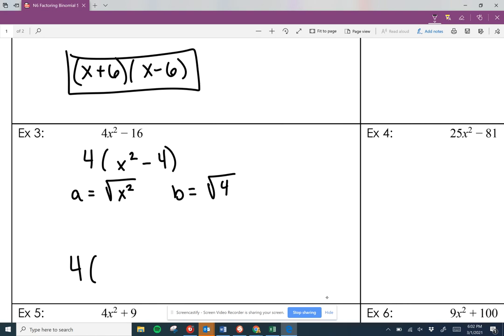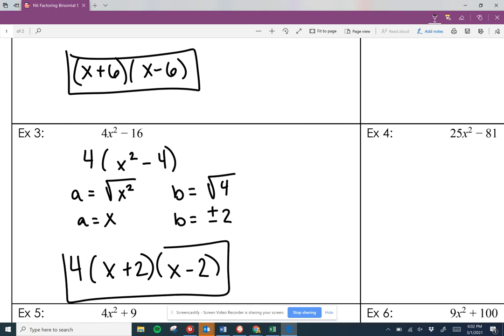Okay, so the square root of x squared is x. The square root of 4 is plus or minus 2, positive 2 and negative 2. So one of our factors is going to be x plus 2, and then one of them will be x minus 2. That will be our answer.